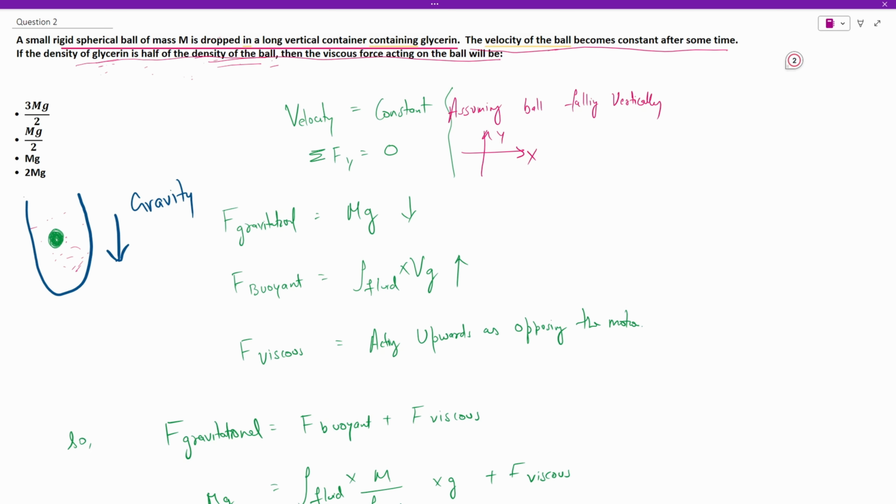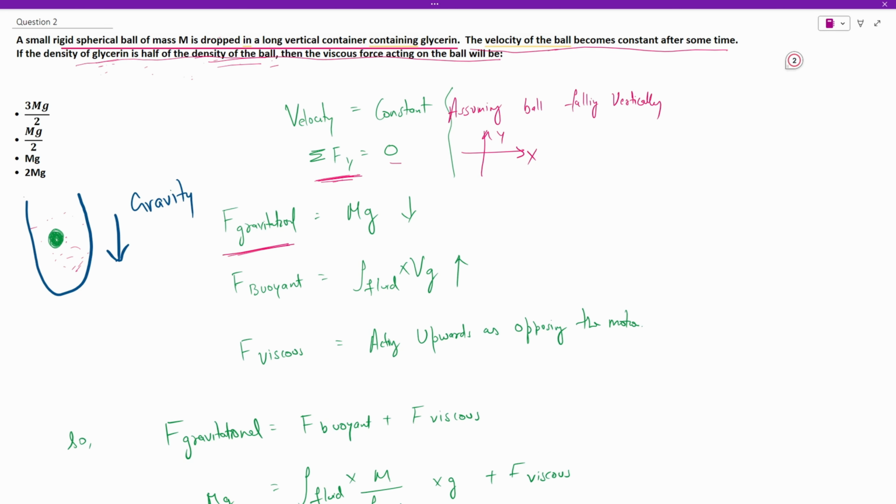So we know that when a body is traveling with a constant speed, a constant velocity, that means the net force acting in that direction is going to be equal to 0. So here we can say that the net force in the y direction is equal to 0. Now let's list out the forces that are acting in the y direction.